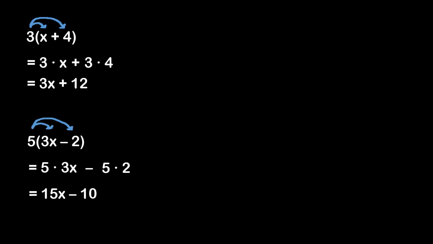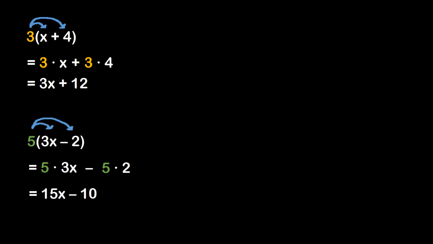So looking at the two examples we just did, I think it'd be really helpful to color code. So I'll do that. Alright, so it's the exact same idea for both questions. You have a term in front of the brackets, and you really would like to multiply every term in the brackets by that term. In the first case we had 3, so we did 3 times x plus 3 times 4. In the second case we had 5, so we did 5 times 3x minus 5 times 2.